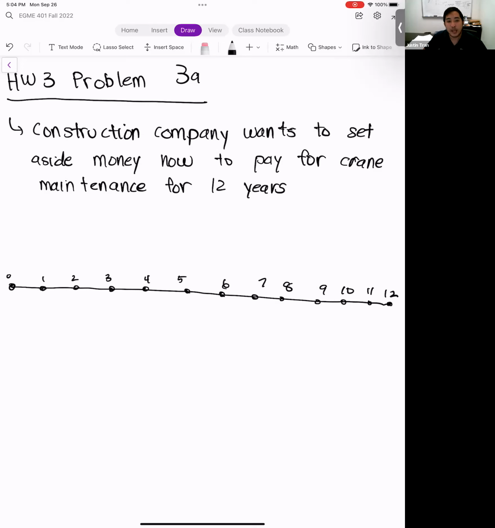Okay. And so the problem states that the first 4 years are going to be covered. And so we're going to have no cash flows in the first 4 years. Okay. Starting in year 5, that's when we're going to start to have some costs. And so what the problem says is that repair costs are going to be $18,000 per year in the 5th and 6th years. Okay, so this is going to be $18,000.